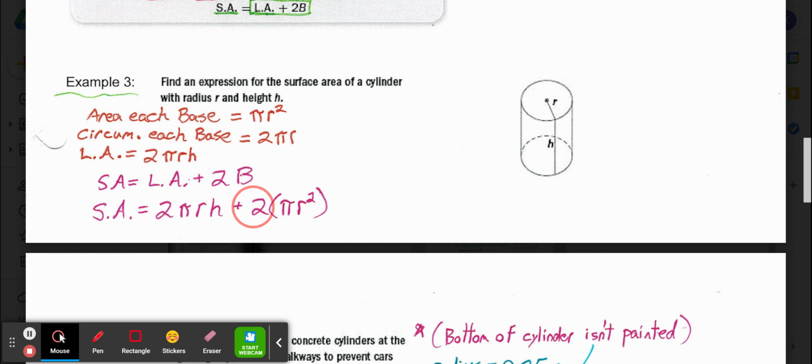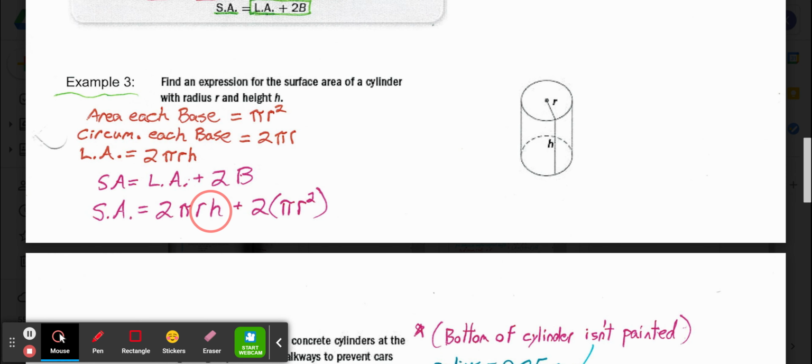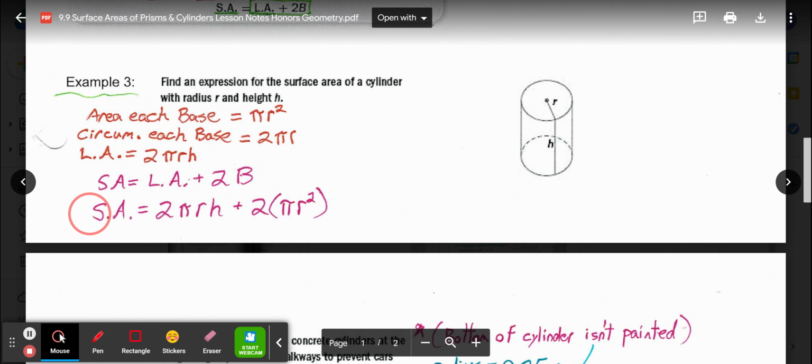So our surface area of any cylinder with a radius r and height h would be 2 pi r h plus 2, and then pi r squared in parentheses here. 2 times pi r squared, area of the base, plus 2 pi r h, the lateral area. So right there would be your surface area for any cylinder. If you simply know the radius and height, you would plug it into this formula right here.